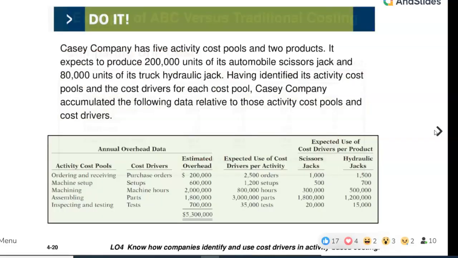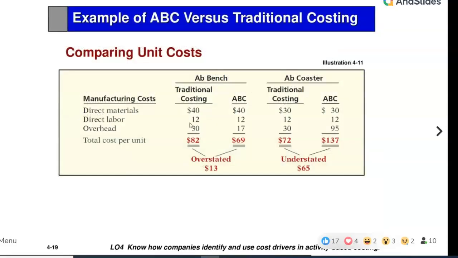Yes? This 13 and 65, where did they come from? Pardon? The previous slide, the 13 and 65, where did they come from?